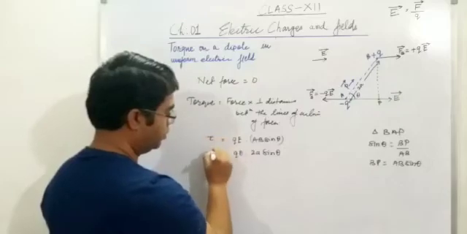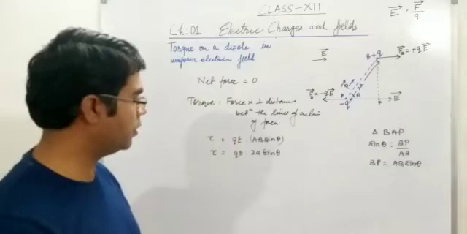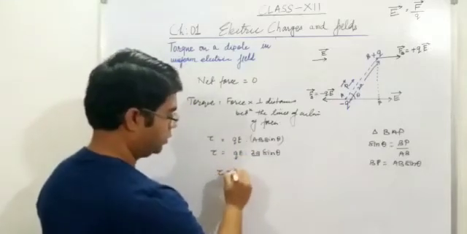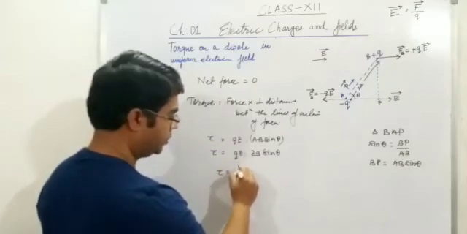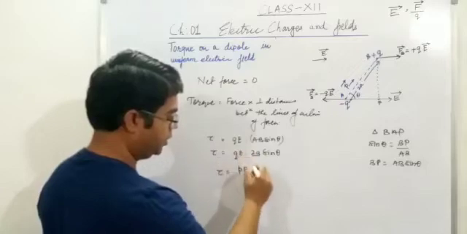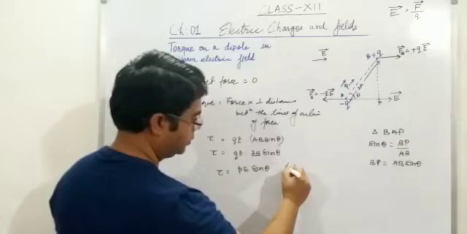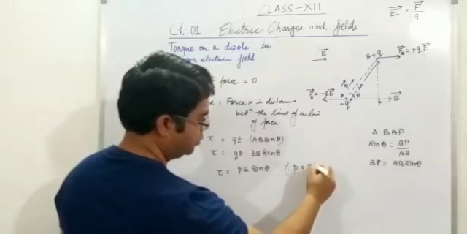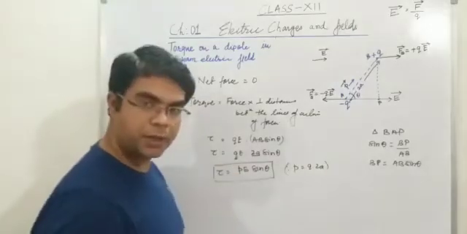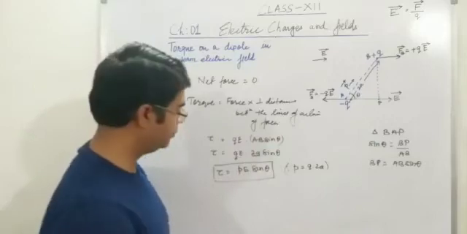Torque is represented by tau. So here I am representing the magnitude of torque. The product of Q into 2A is known as dipole moment. Therefore, the equation becomes tau is equal to PE sin theta, since dipole moment is equal to Q into 2A. This equation represents torque acting on a dipole in uniform electric field.